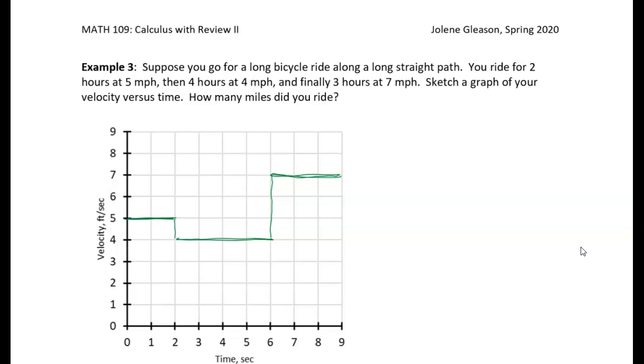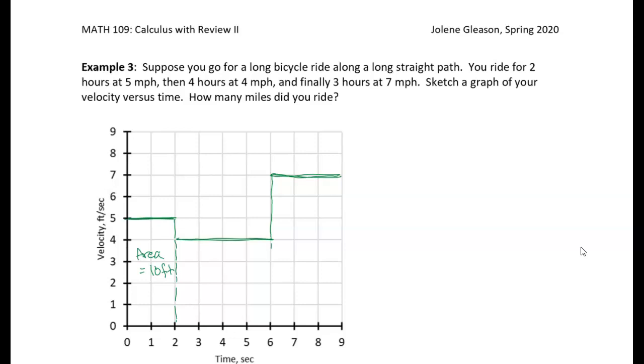Okay, so this is sort of like the other one. We can just take 2 hours times 5 miles per hour, right? So during that time period, you have gone 10 miles, right? But notice again, we can just look at the area under this curve, right? So the area here is essentially 10 feet, right?